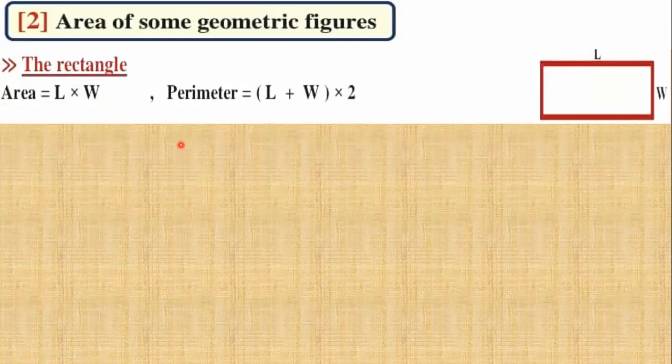Okay, once again, area equals L times W. The perimeter equals L plus W, all times 2. Here we use multiply for the area, and the second is plus for the perimeter. And please don't forget the 2.